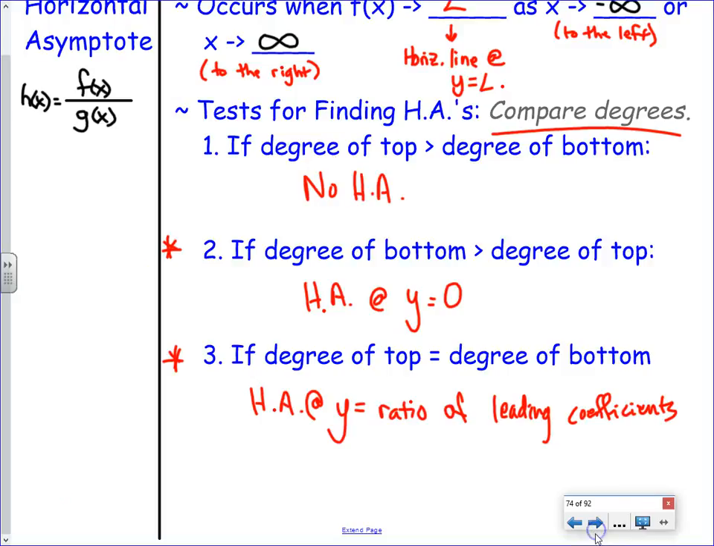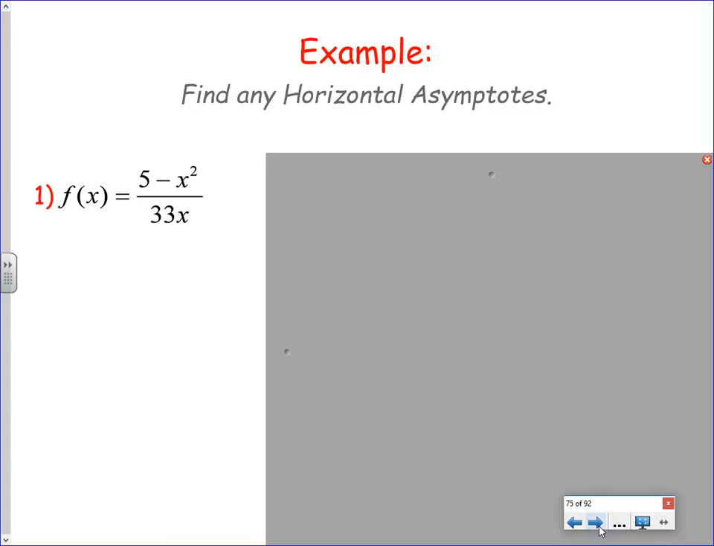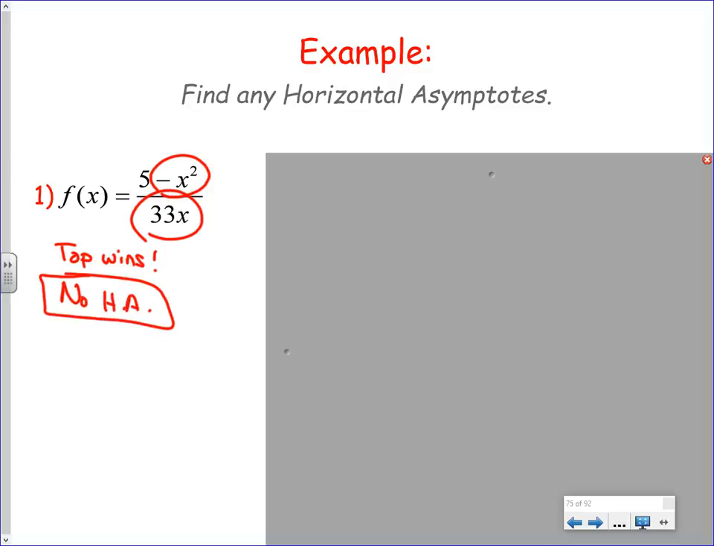Okay, so if I was to show you something like this one, what would you guys do? Look at the degrees. I'll totally judge you if you let your eyes zero in on anything but the degrees. The 5 doesn't win, the x squared wins, right? So the terms with the highest exponent, who wins, top or bottom? Top wins, no one's pulling them down, so what's that mean? No horizontal asymptote. None. Right?